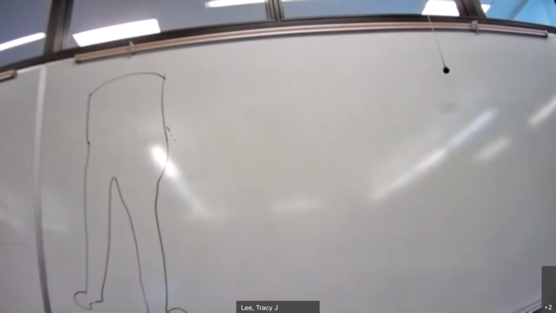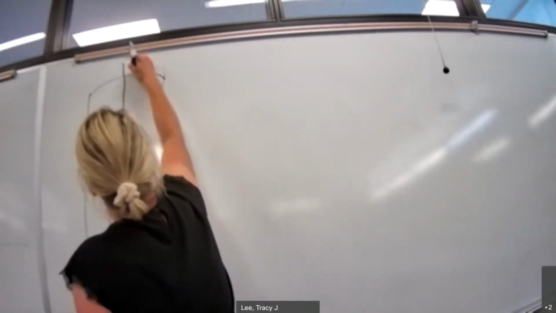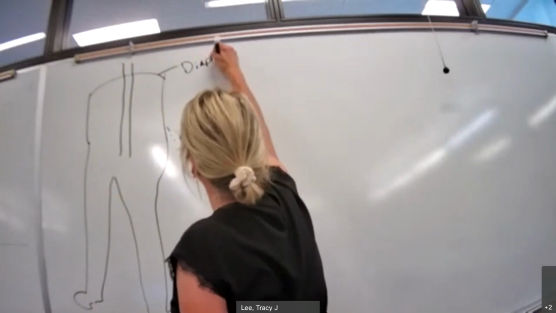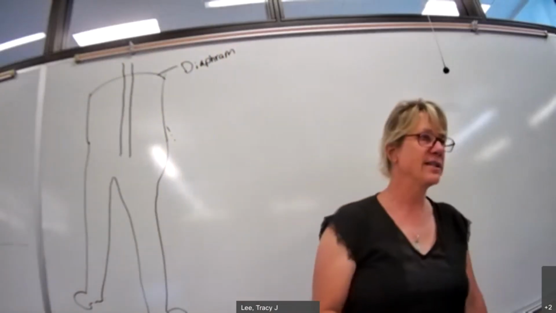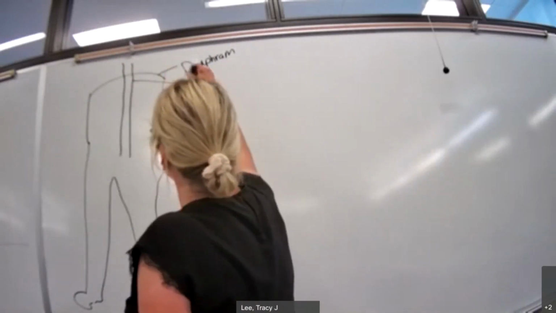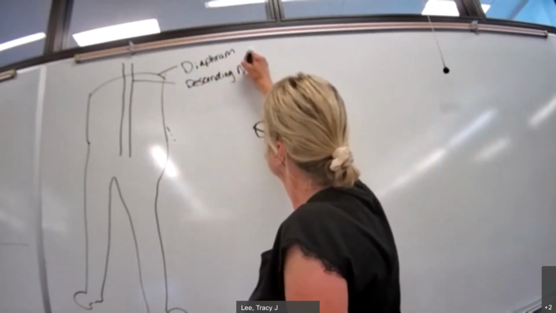Okay, the first vessel, this descending abdominal aorta is going to go right down through the diaphragm. So here it comes right here. It comes right down through the diaphragm. This is my diaphragm. Up here, this is called the descending thoracic aorta. As soon as I come through the diaphragm, it becomes the descending abdominal aorta.